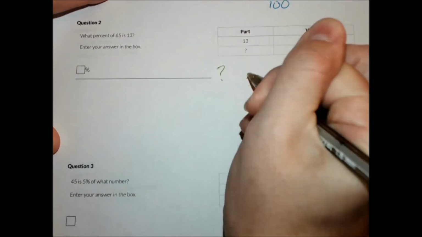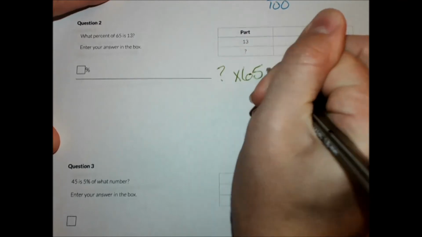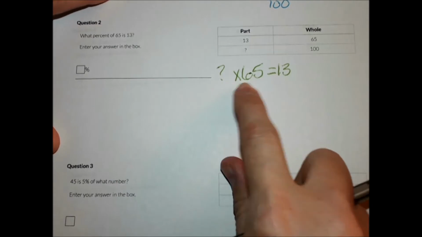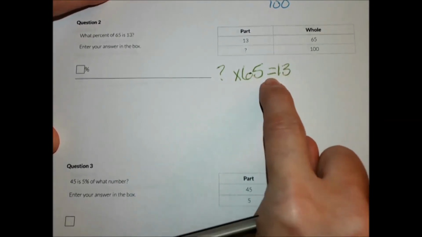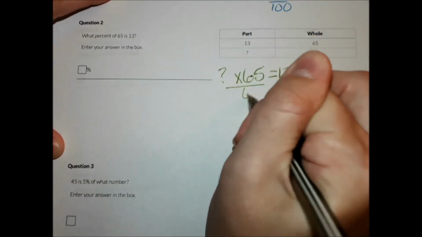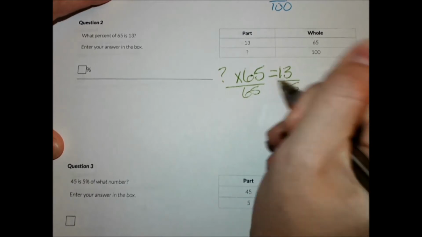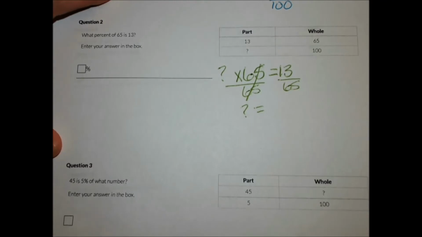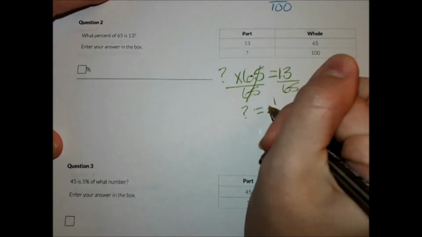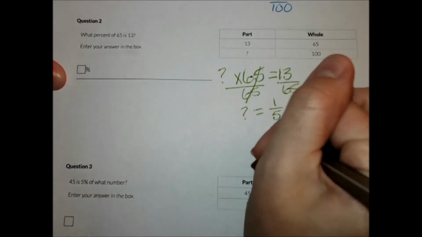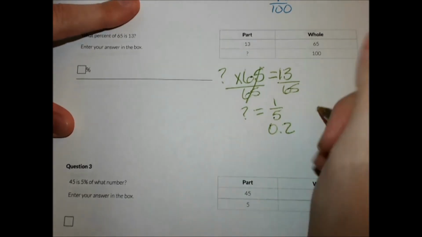So what percent of 65 is 13? What percent of means times 65 equals 13. So we're going to do the exact same thing. Divide this side by 65 to get the question mark by itself. When I simplify this, I get 1/5. On your calculator, you would get 0.2. I just want to show you both of these.